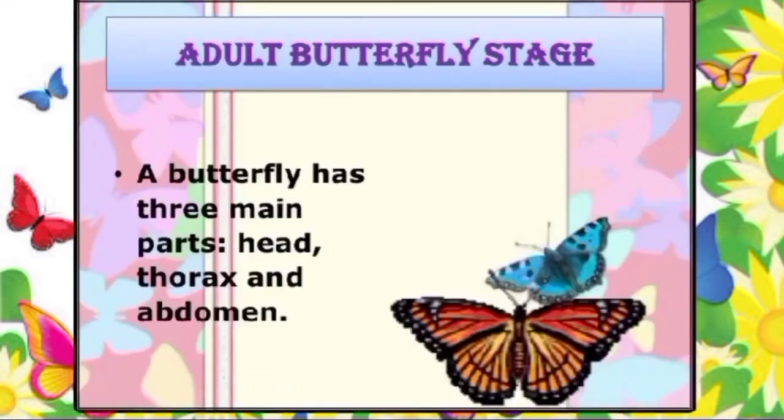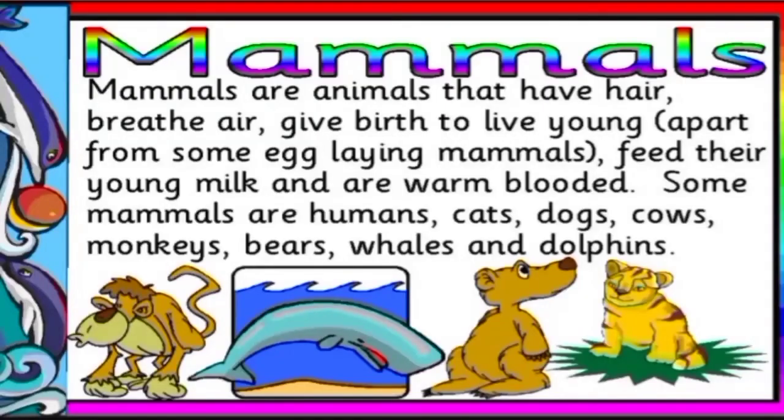Then last stage is adult butterfly stage. A butterfly has 3 main parts: head, thorax, and abdomen. And the lifespan of most adult butterflies is about 2 to 3 weeks, but this can vary greatly among some species. Now let's understand animals that give birth to young ones.